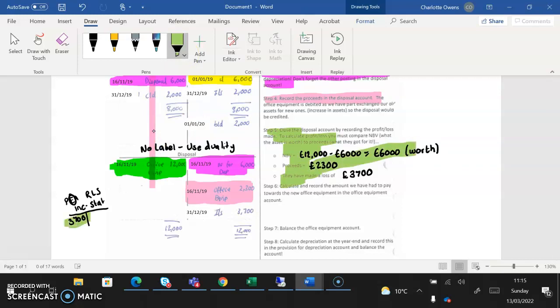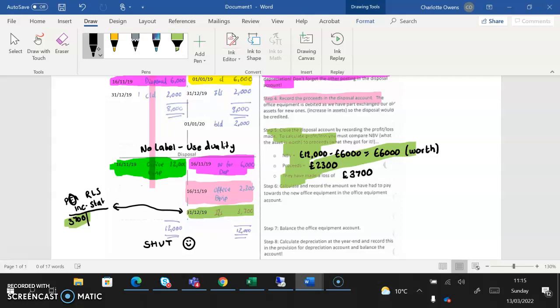Okay, so I am going to credit 3,700 into my disposal accounts, and then I can just check what should happen. Because this is a temporary account, it should shut, and it does. We can see here that we don't need to insert a balance, it closes, which gives me reassurance that I've done something right here.